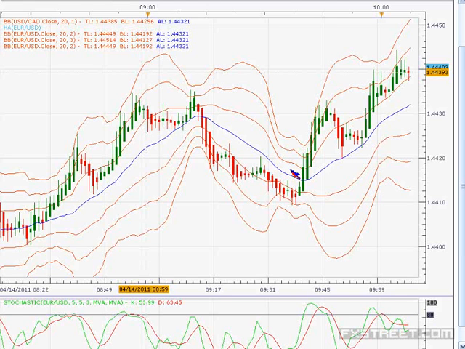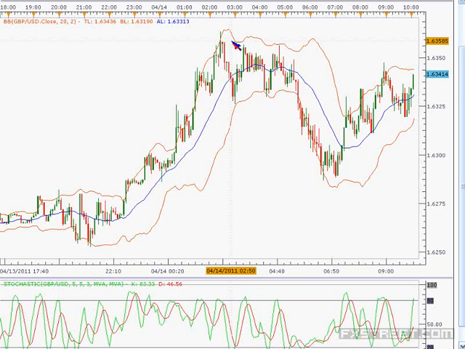Somebody wanted to take a look at the pound. All right, here we go on the pound. You can see that the earlier highs today were up at about 163.63.